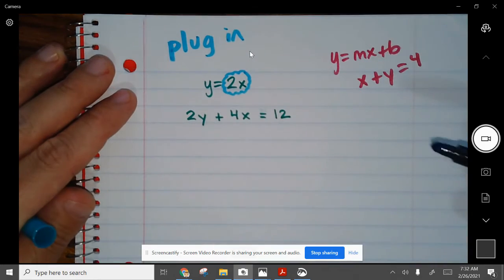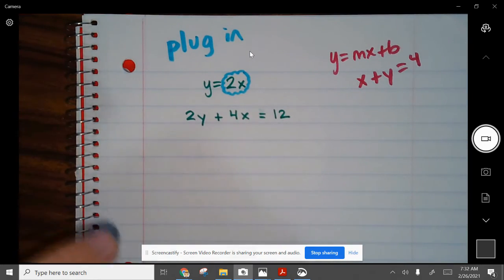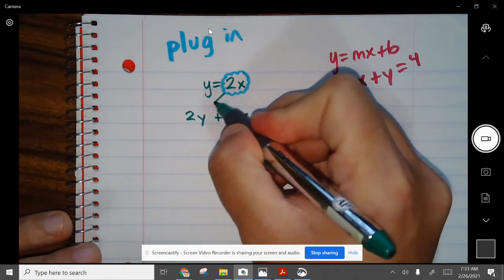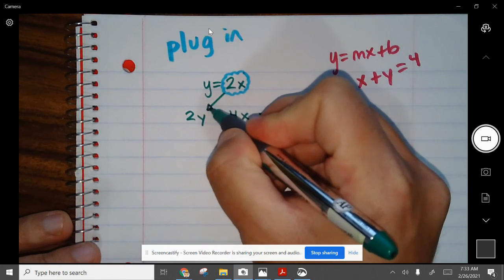Plug in. Another word for this is substitute. So if I was ever absent and we were in person in class, a substitute comes and replaces me. You're going to replace, this is Mr. Marusik, this is actually the sub. This is the sub. This is Mr. Marusik. Why is it the y? What does y equal? 2x? We're going to take this 2x and we're going to replace it. We're going to plug it in. So now I'm going to put it in where I see a y. I'm going to substitute it.